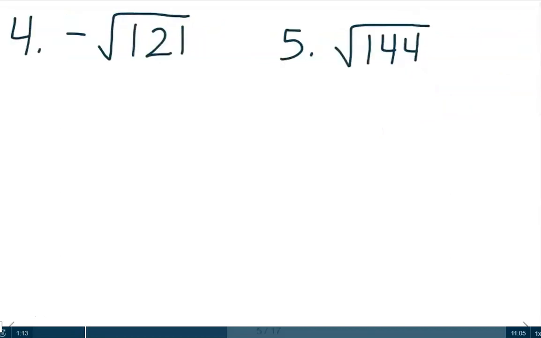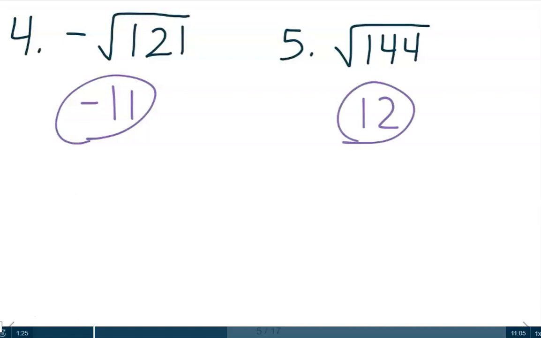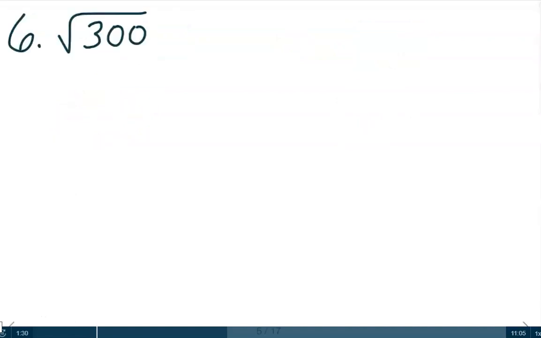The negative square root of 121, well, 121 is a perfect square. It's 11, so the negative square root of 121 is negative 11. The positive square root of 144 is positive 12. Again, it's a perfect square, nothing left underneath it. Do not leave the square root in your answer.